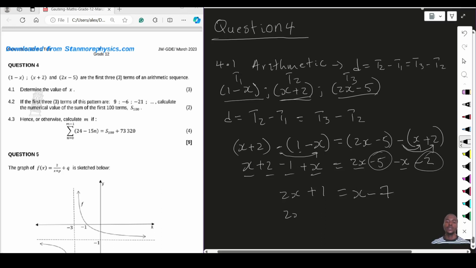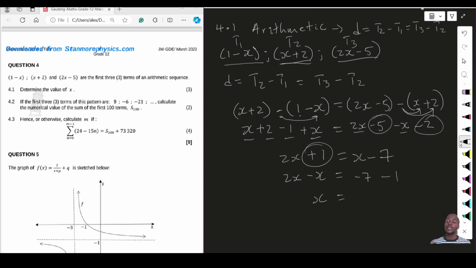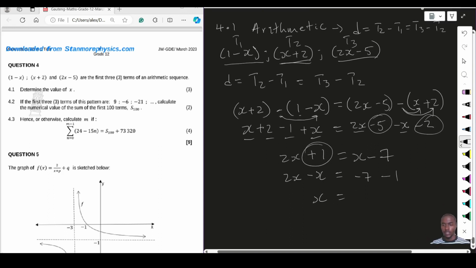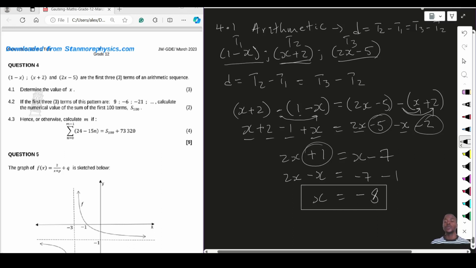From there, you say 2x. You bring this x to this side. When you bring x to that side, what happens? It will be minus x. This equals minus 7. You take this one to this side, it becomes what? Minus 1. Then 2x minus x, it's x equals minus 7 minus 1, it's not equal to 6. It's equal to minus 8. Please put this in your calculators. Stay safe always. So x equals minus 8.